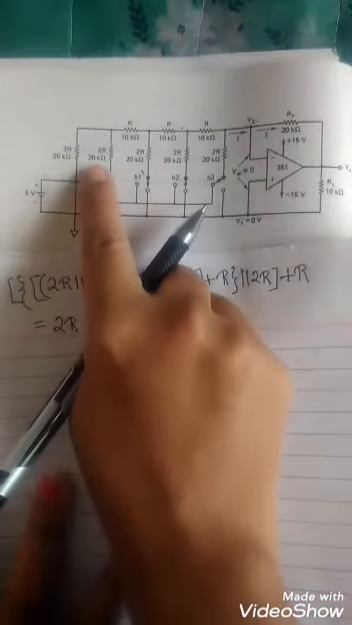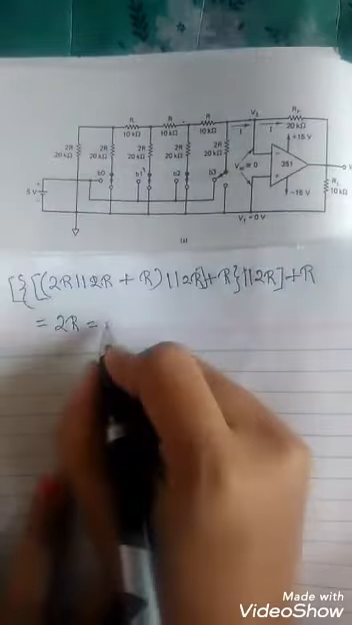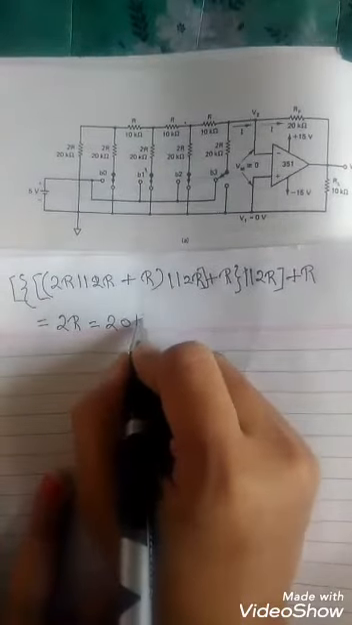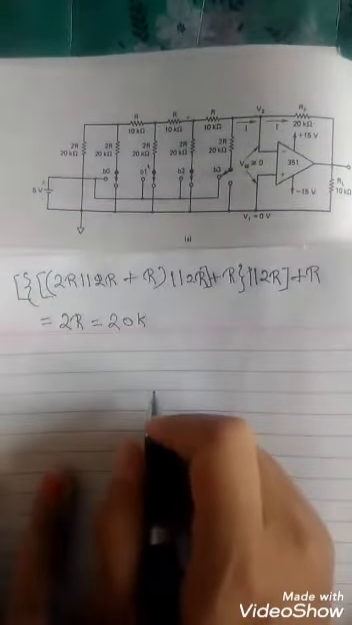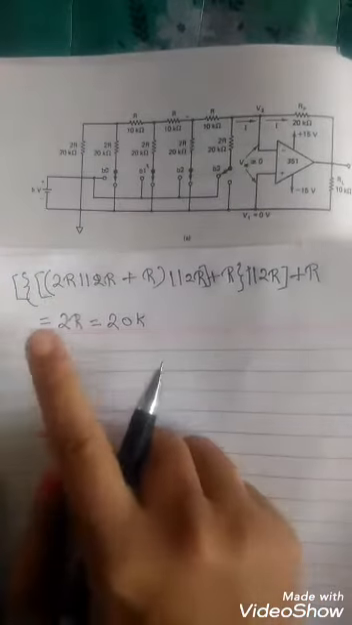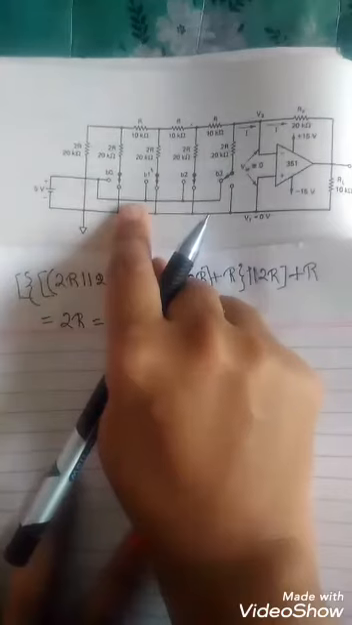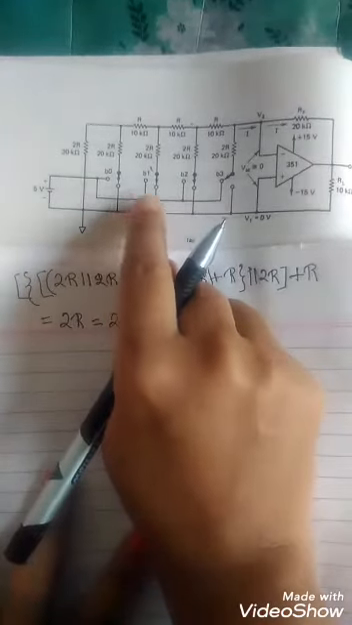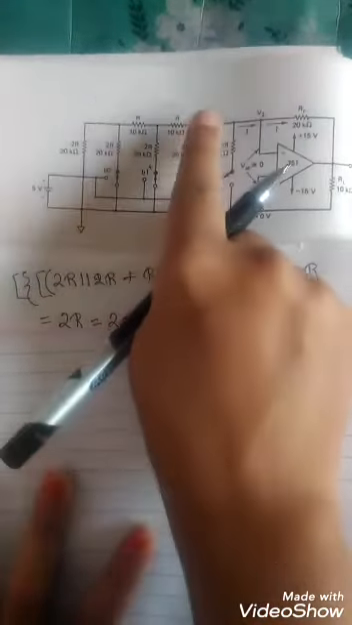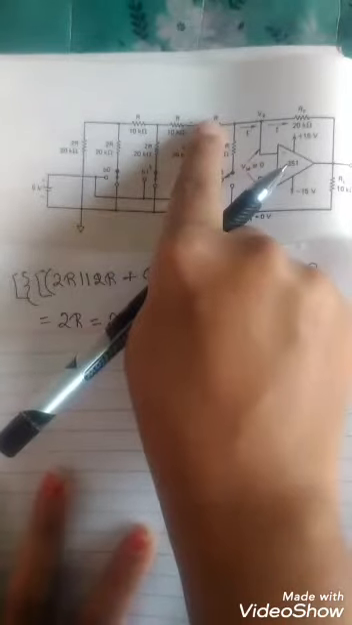Here you can see, 2R is equal to 20 kilo ohms. What we have got is that the whole equivalent circuit, this part, will be equal to 2R, which is nothing but 20 kilo ohms. Up to this resistor we have solved now.